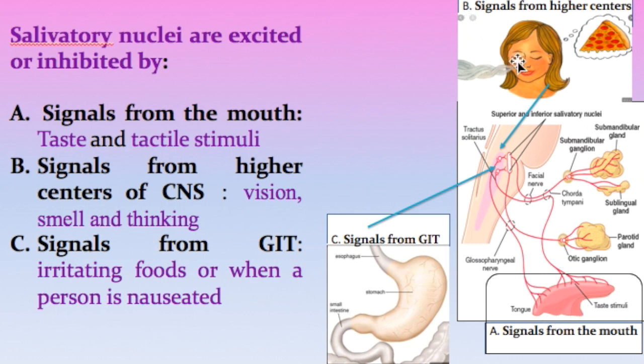The second type of signal originates from higher centers. For example, thinking about food, smelling food, or seeing food will increase the signals that stimulate salivary production. Finally, signals originating from the stomach. If there is an irritating substance in the stomach, this will stimulate salivary production, and this swallowed saliva will help to remove the irritating factor in the GIT by diluting or neutralizing the irritant substance.